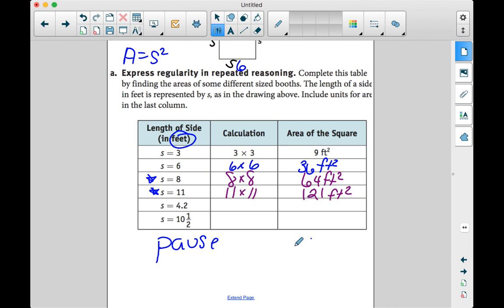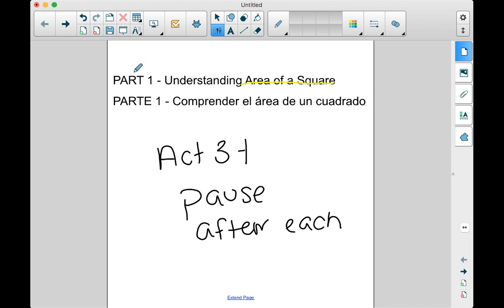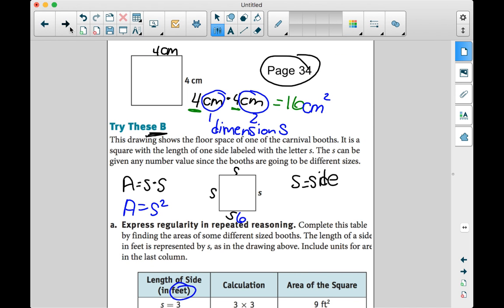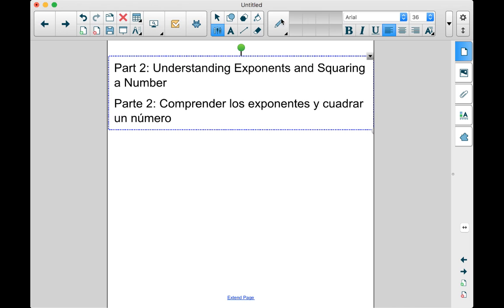All right, so this is what you should have after doing it. You should have gotten 64 feet squared, and the units are important, and 121 feet squared. Okay, great. So we just talked about understanding the area of a square. The area of a square equals the side squared. If you have a question, make sure you raise your hand as we go through this. So now I want to get into part 2.